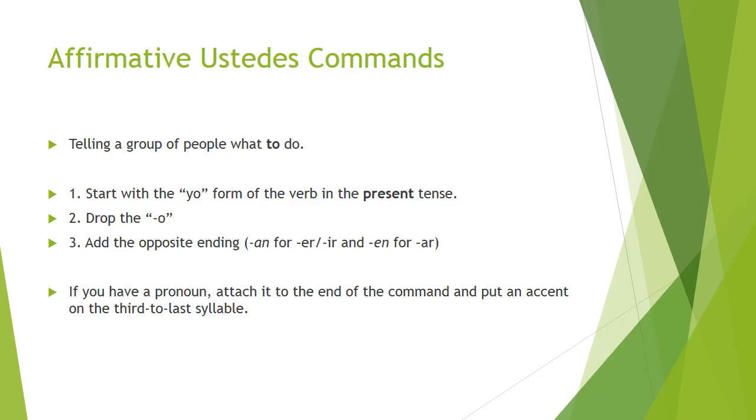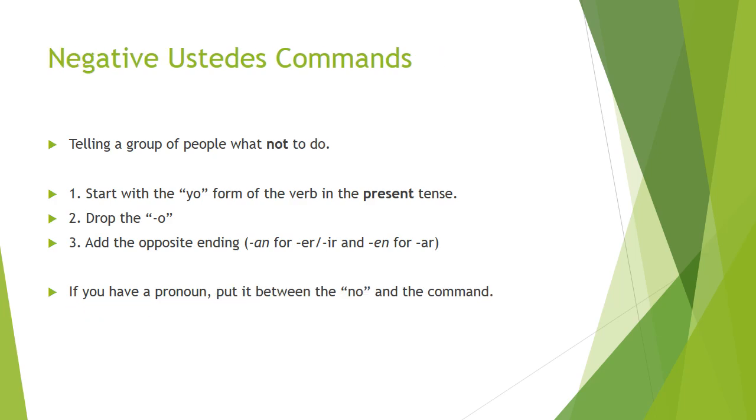Affirmative Ustedes commands are used to tell a group of people what to do. To form an affirmative Ustedes command, you start with the yo form of the verb in the present tense. Then you drop the o. And finally, you add the opposite ending. But the opposite ending is different because it's an for er and ir verbs and en for ar verbs. If you have a pronoun, attach it to the end of the command and put an accent on the third to last syllable. And finally, we have negative Ustedes commands.